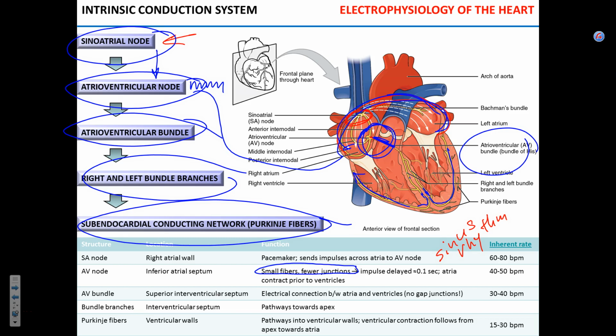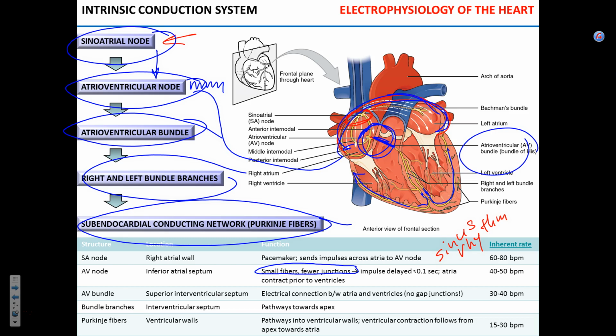Now, you may ask, hold on a second. All these fibers, nodes, and so on, what do they consist of? They consist of pacemaker cells. It's all chains of pacemaker cells. Are we clear?